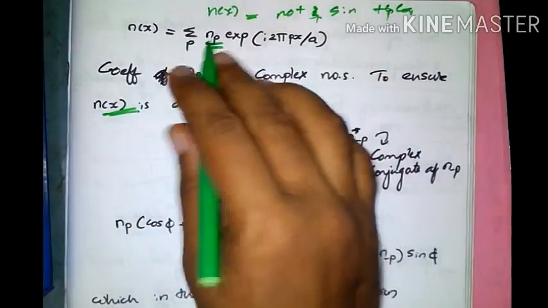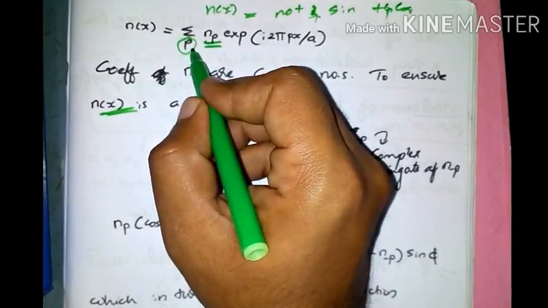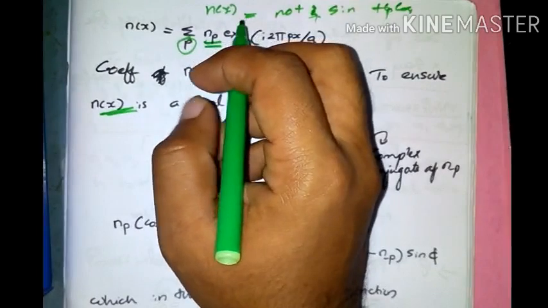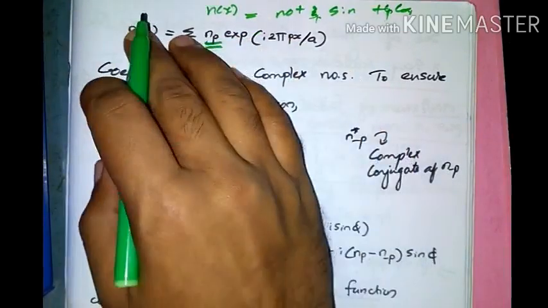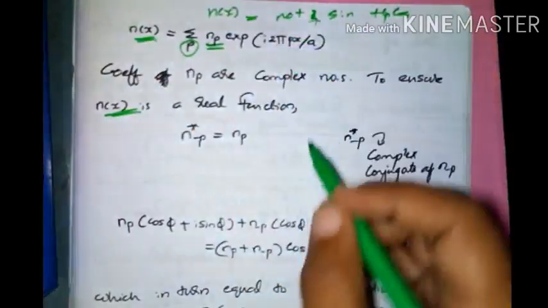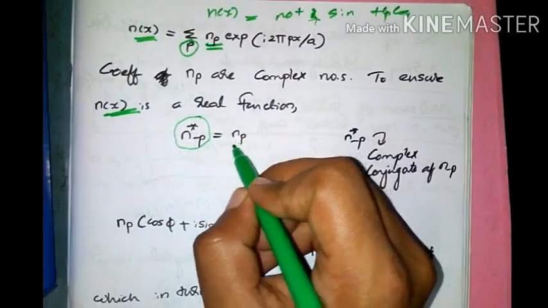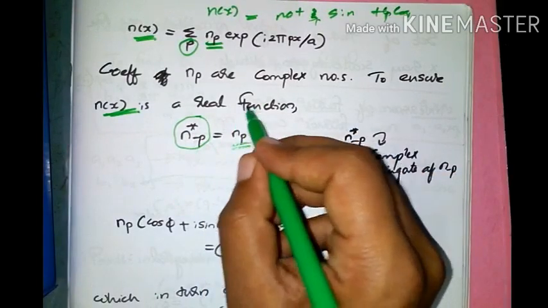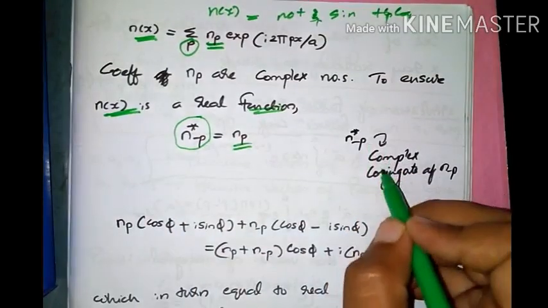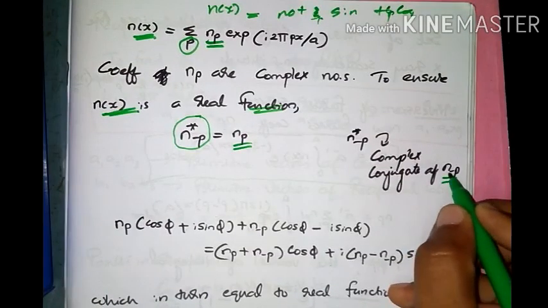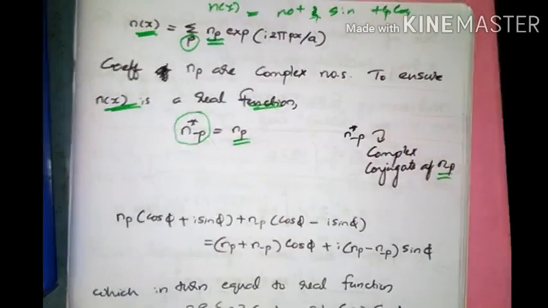So if we want this np, we have a summation over p. p can take both positive and negative integers. So if you want to obtain a real electron number density function, we must have the complex conjugate of n of minus p equal to n of p. Okay, n star of minus p is the complex conjugate of n of minus p, and if that is equal to np, then we will obtain a real function.